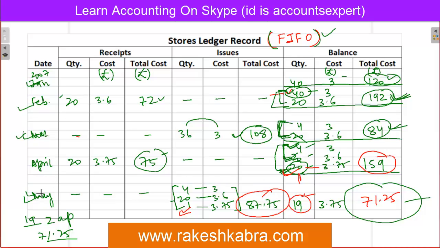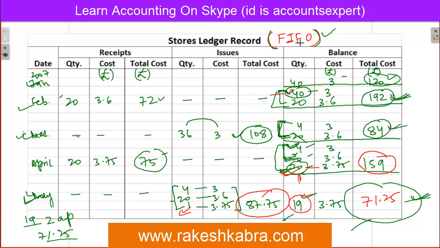So what is the final conclusion? That at the end of the month of May we have 19 units in the stock and the value is this. Because our chapter is inventory valuation. So here the inventory is 19 and the value is 71.25. Got it? So this is the first in first out method.